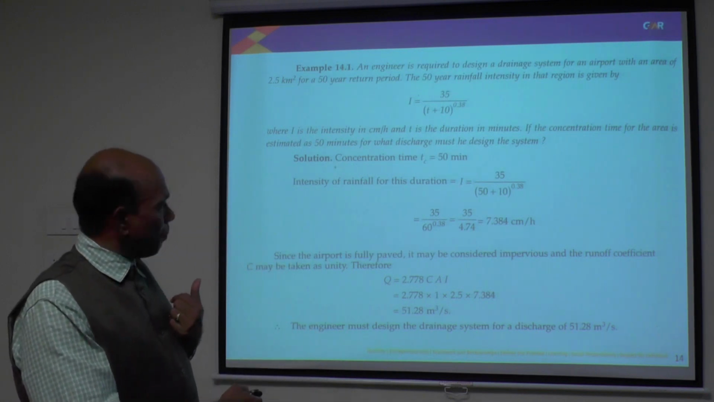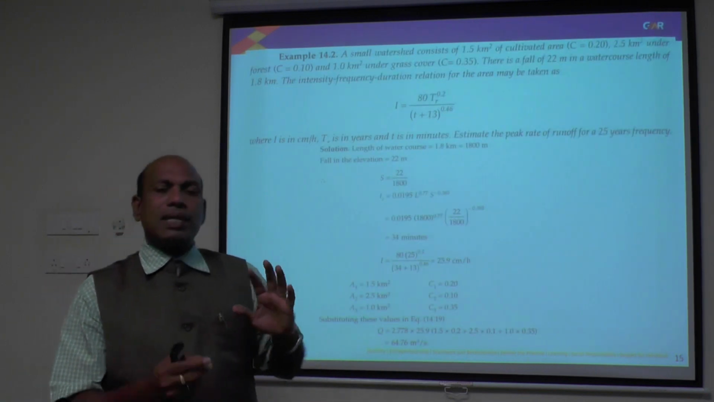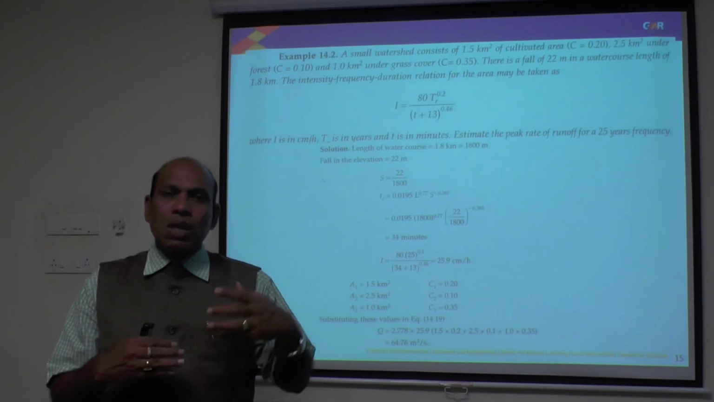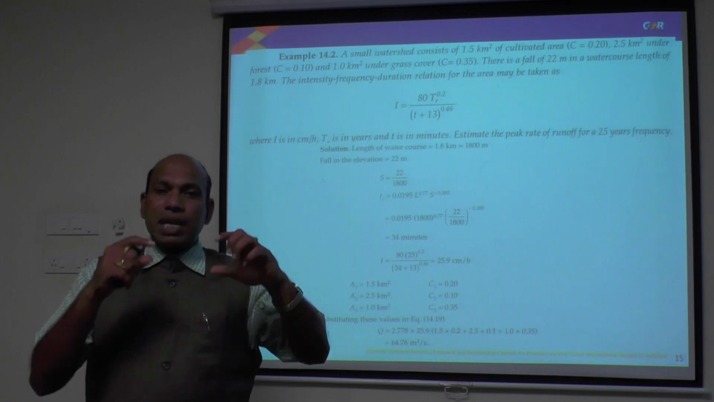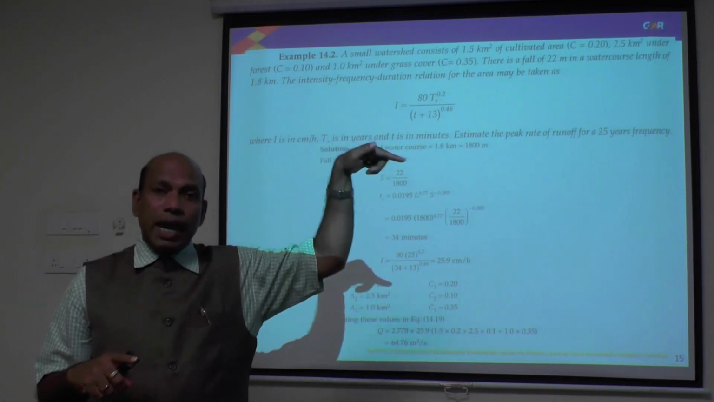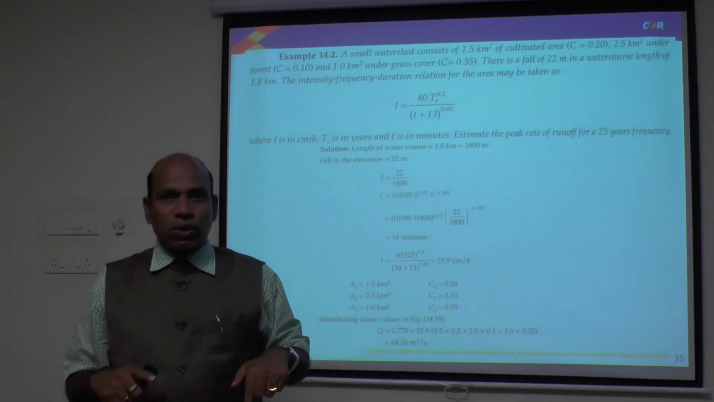One more problem here. This is also like the earlier problem. In the earlier problem, what we observed is that for the catchment area C equal to 1, because that drainage is constructed at an airport location.